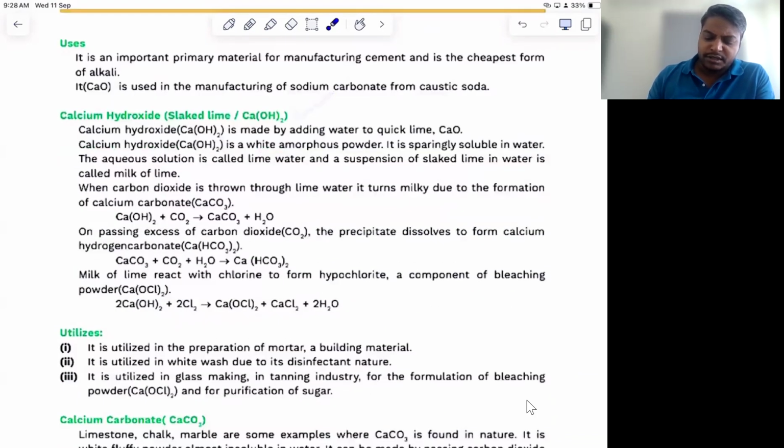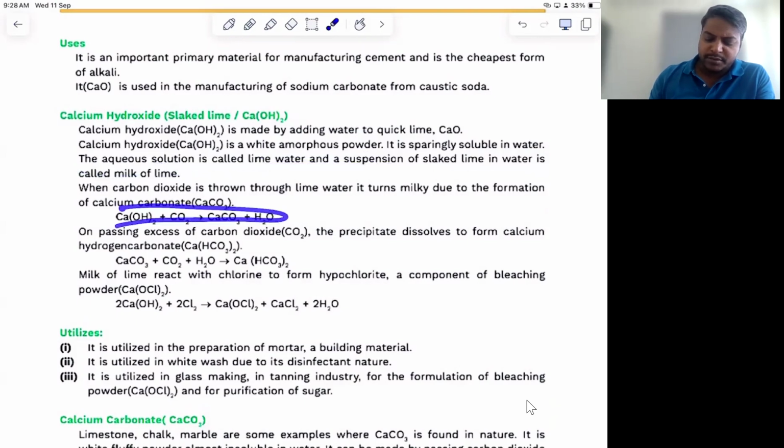Next, calcium hydroxide is made by adding water to quicklime, CaO. It is a white amorphous powder, sparingly soluble in water. Its aqueous solution is lime water, and a suspension of slaked lime is called milk of lime.